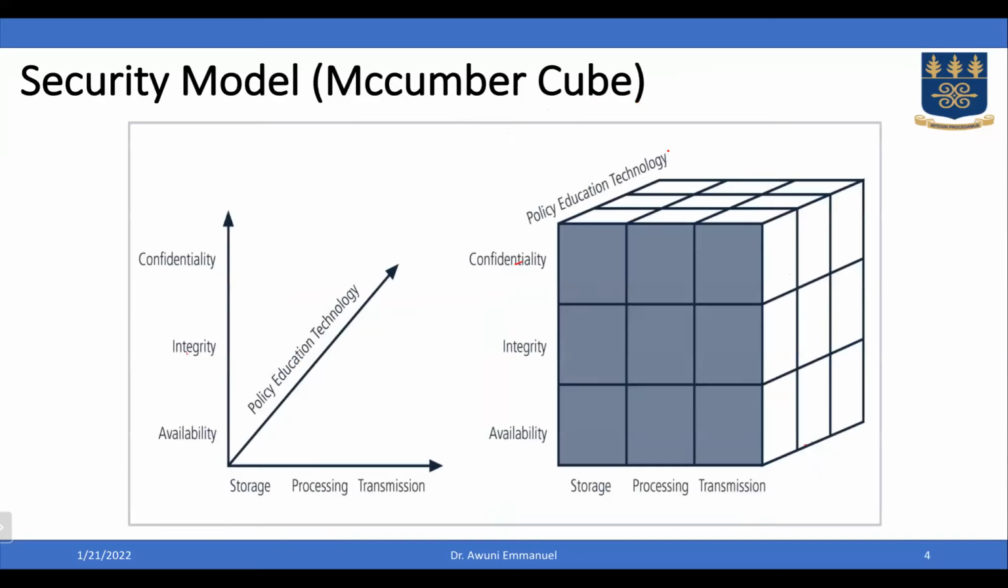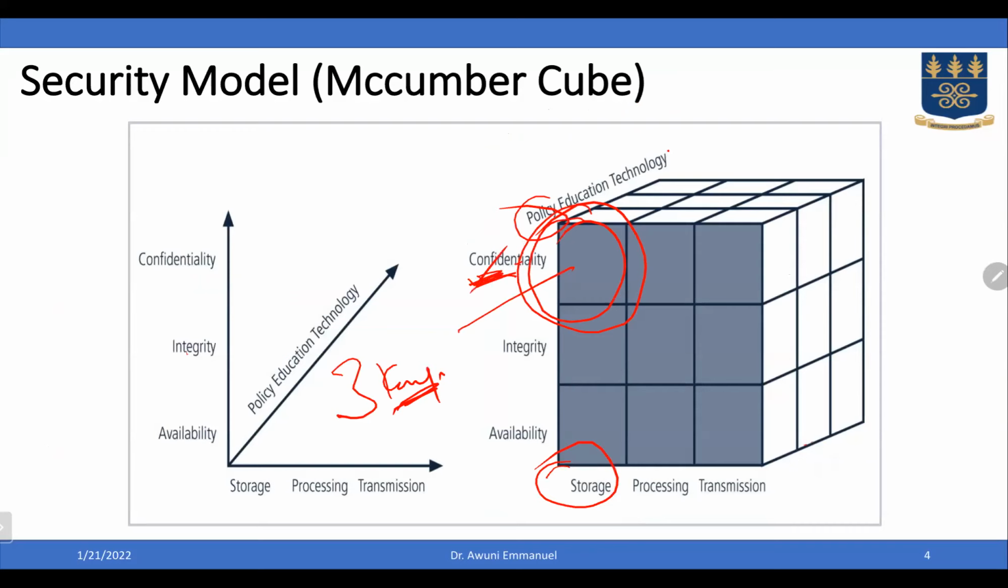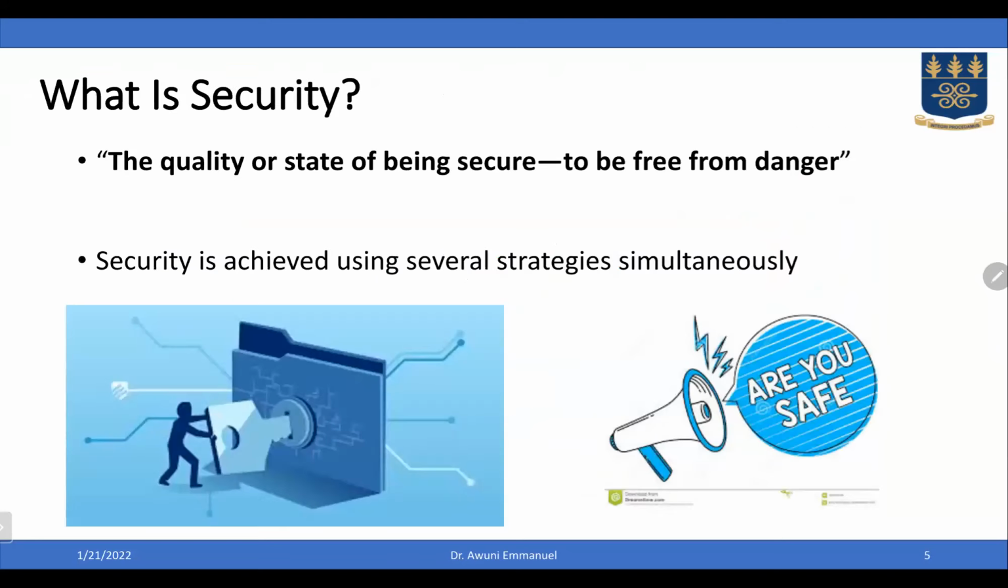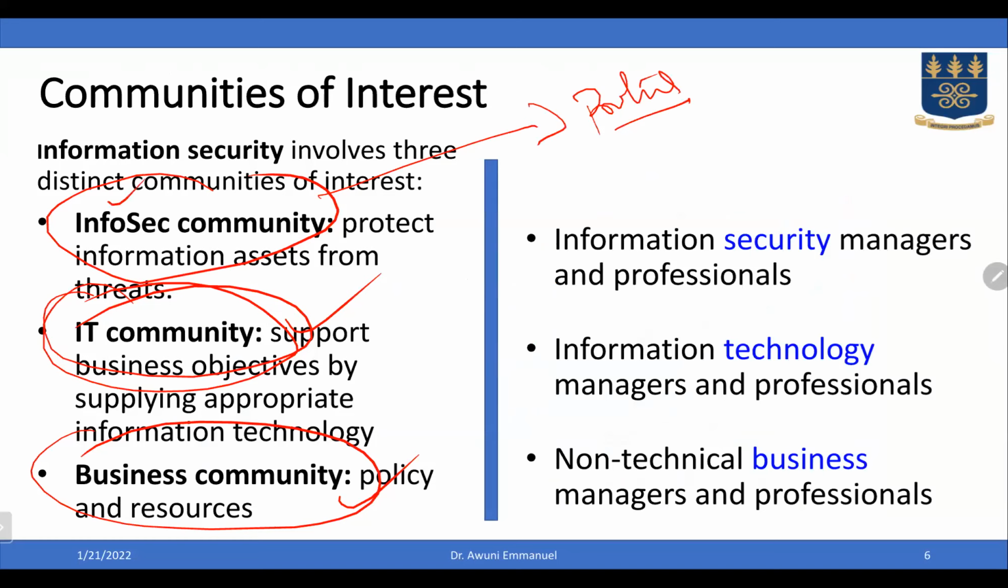Now, let me connect this one to the McCumber cube. In this cube, to be able to protect confidentiality, and also confidentiality in storage, and also with policy, you need all these three key people, all these three communities of interest, to sit together and make sure that confidentiality is protected. So when it comes to confidentiality, those people in information system security will help in terms of the confidentiality aspect.